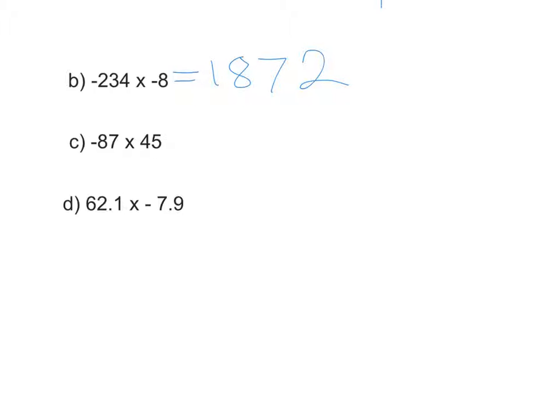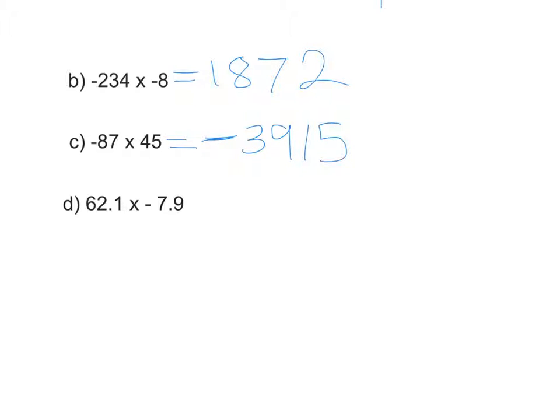Okay, for C, I've got multiplying, so the rule counts. When multiplying, negative signs always come in pairs. I've got 1 negative here, negative 87, multiplied by 45. Well, that must mean that the answer is going to be negative, so it comes in pairs. And I just do 87 multiplied by 45, which again was done in your brain warm-up.